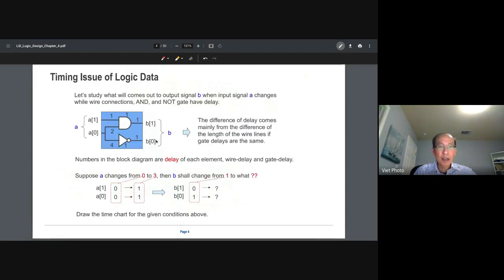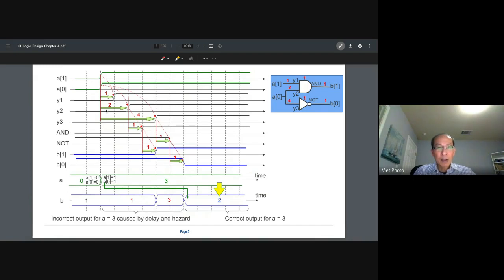So when you have 1 and 1 here, that means this one is 1, and this one is 1, which means this one is 0. So the correct value is 1, 0, which is 2. So if A1 and A0 are stable like this, the value here is correct.